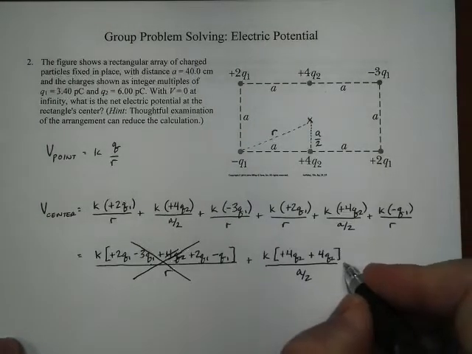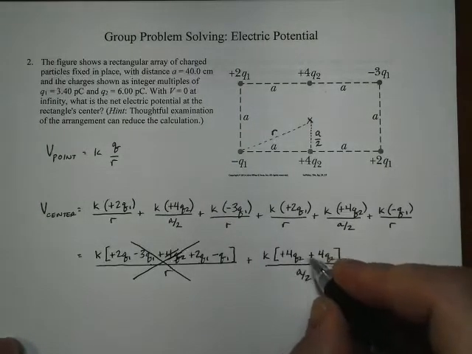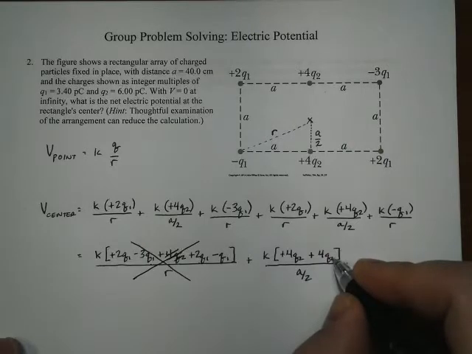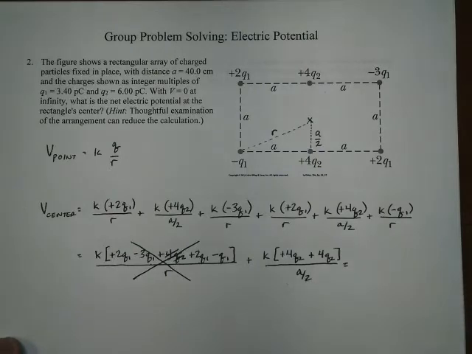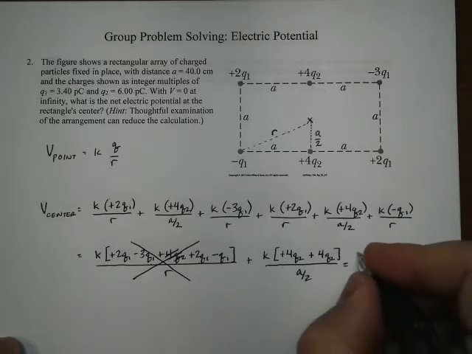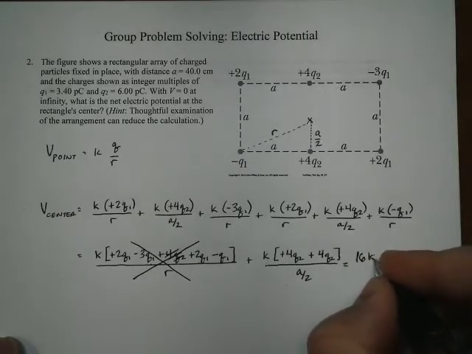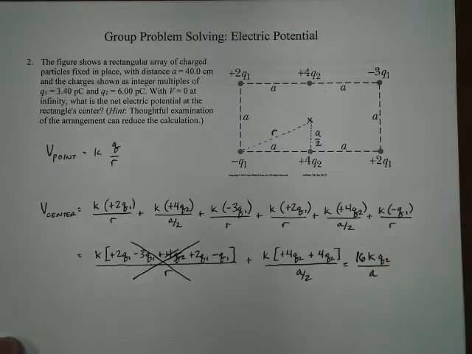We can rewrite that as, let's see, 4Q2 plus 4Q2 is 8Q2. And then I'm dividing by A over 2, and you may recall from learning to divide fractions, you can invert and multiply. So dividing by A over 2 is the same as multiplying by 2 over A. I can rewrite this as 16K Q2 over A.